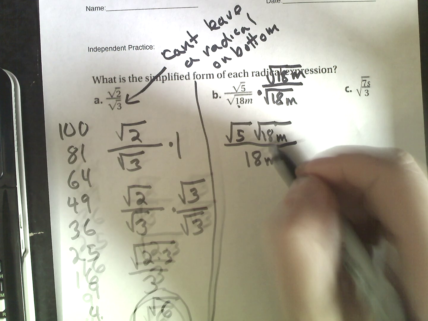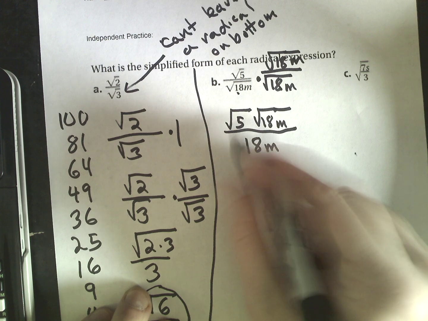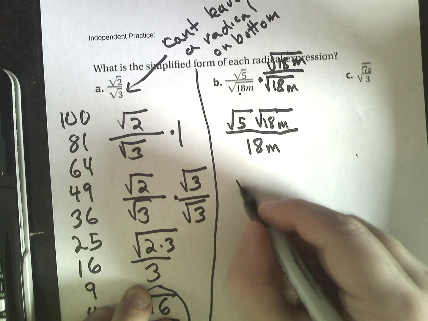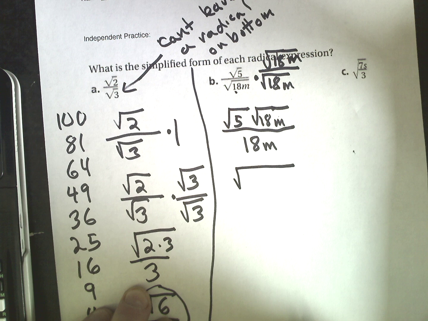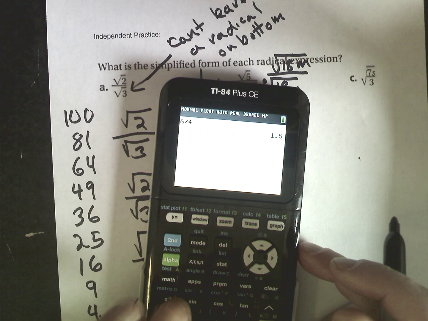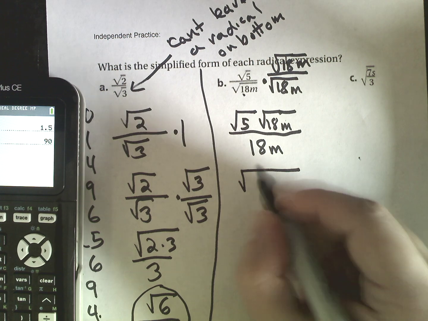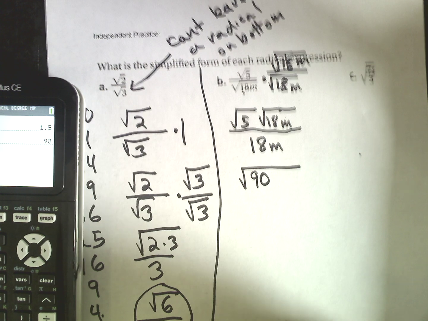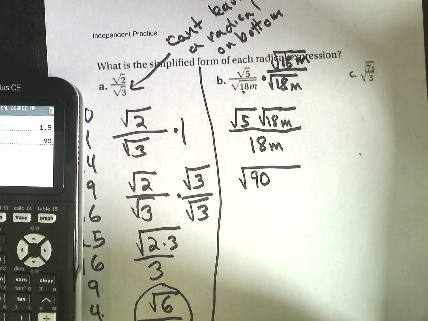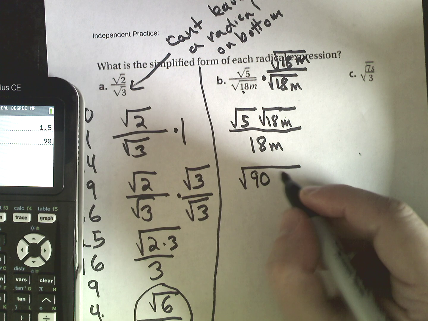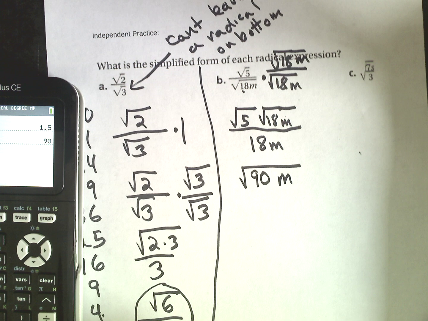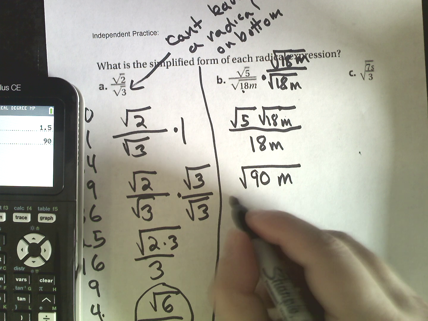Now, remember, from the last one, when I have these up here, I can just multiply them together. Well, I can multiply 5 and 18. 5 times 18 gives me 90. Okay, that's not bad. And m over 18m.